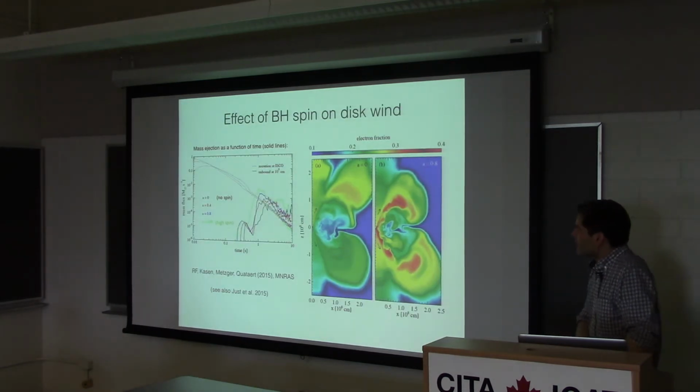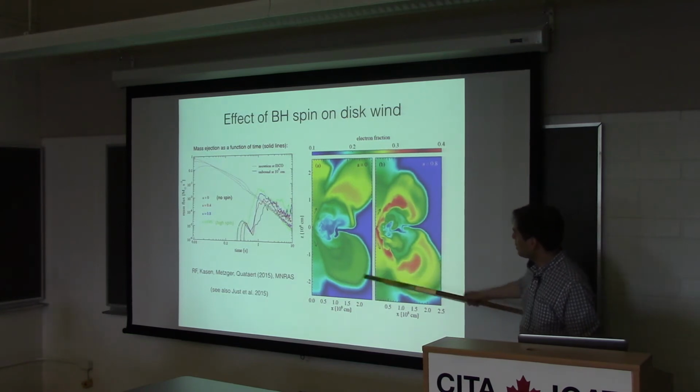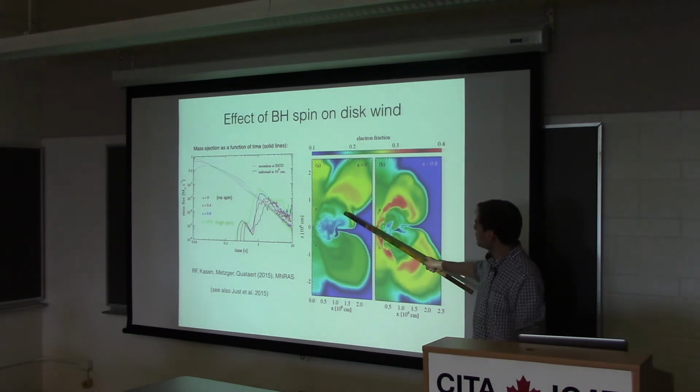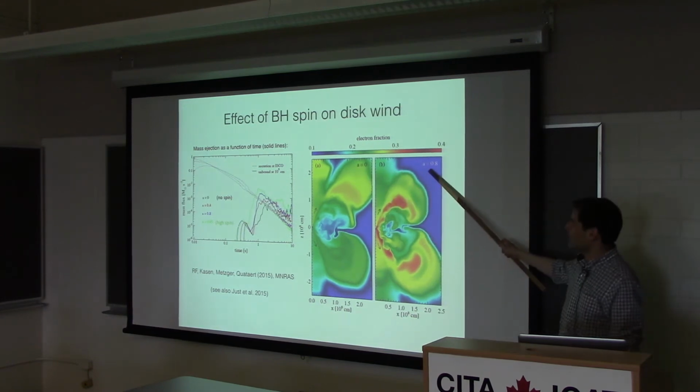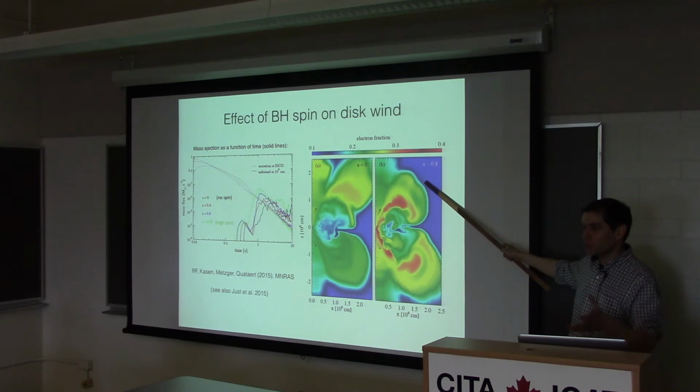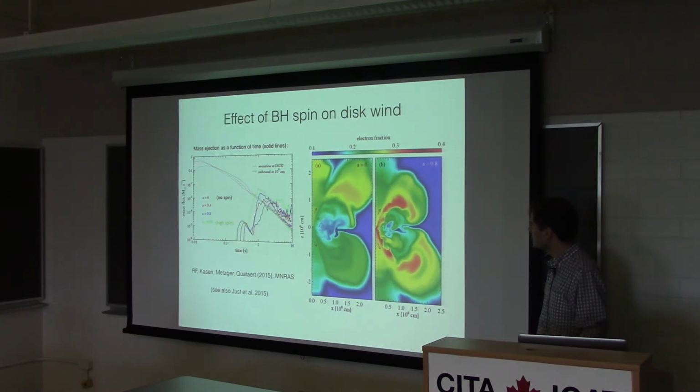So, some important dependencies. First of all, the spin of the black hole affects what the composition of your ejection looks like. This is a snapshot of the wind in electron fraction, for a non-spinning black hole and a black hole with spin of 0.8, which is roughly what you expect from two neutron stars of about 1.4 solar masses. And so the electron fraction is higher.